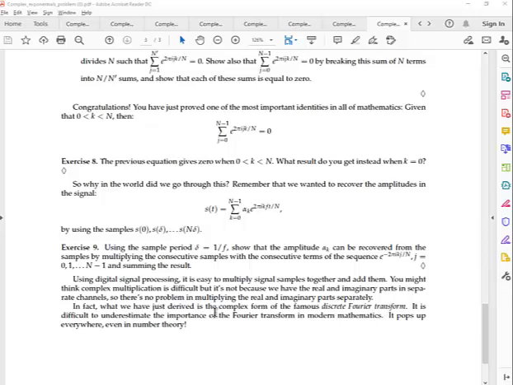So in fact, what you've just derived is the complex form of the famous discrete Fourier transform. And the discrete Fourier transform is the same thing as Fourier series. It's difficult to underestimate the importance of the Fourier transform in modern mathematics. It pops up everywhere, even in number theory. So this is one of the great innovations of mathematics. Not only is it theoretically extremely interesting, but it's also practically extremely useful. And one of the members of the class is actually working on a problem for finding roots of general polynomials, and it uses this discrete Fourier transform. So it pops up everywhere. All right, that's it.